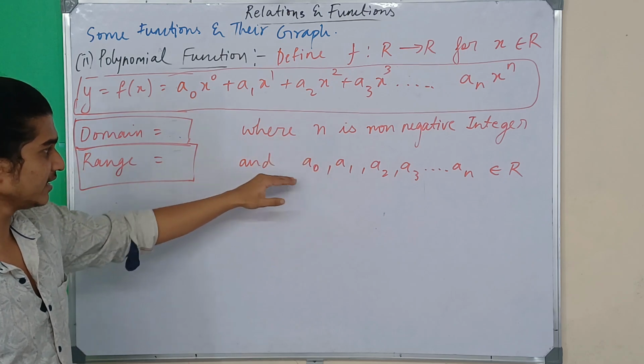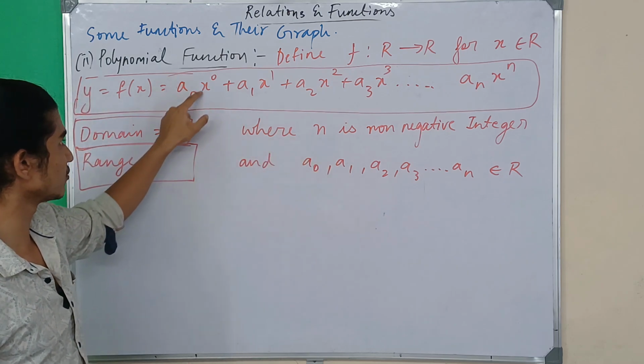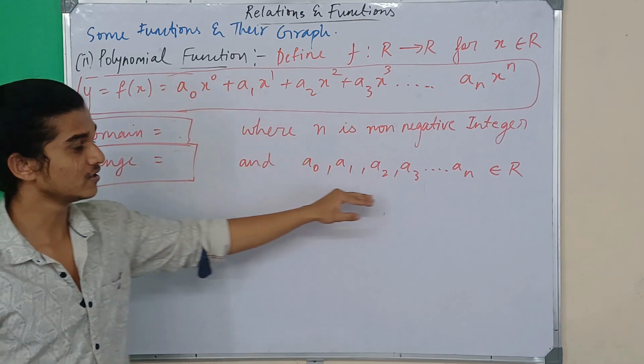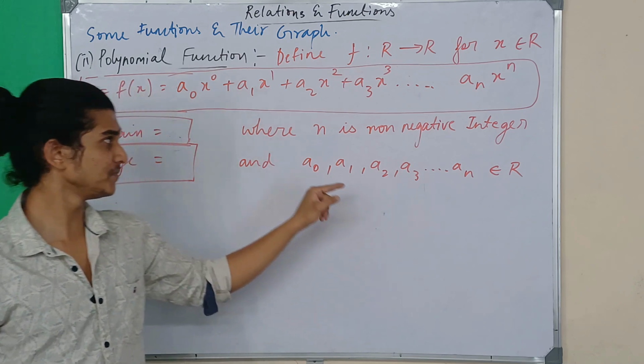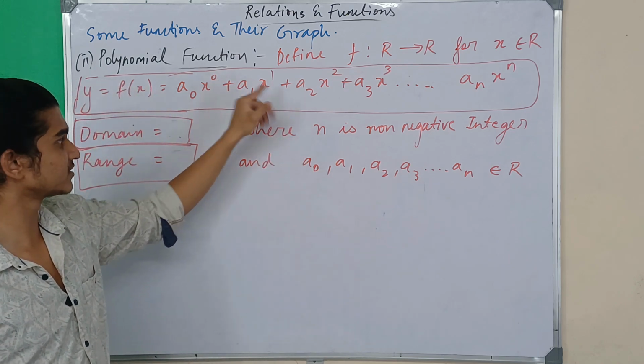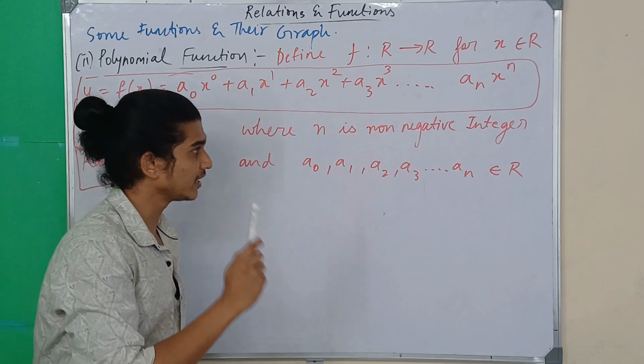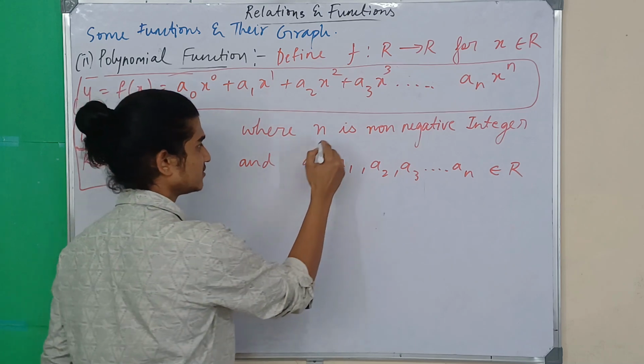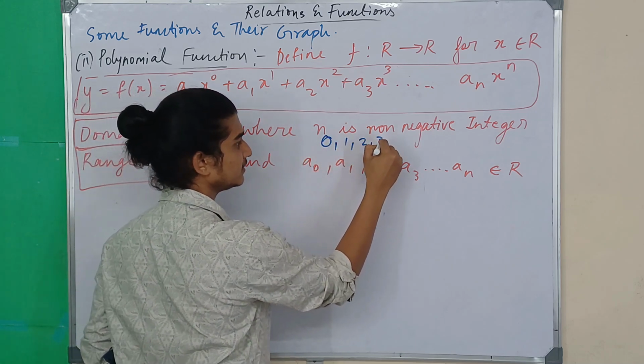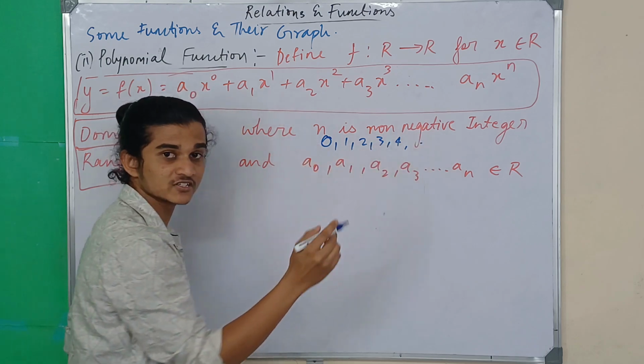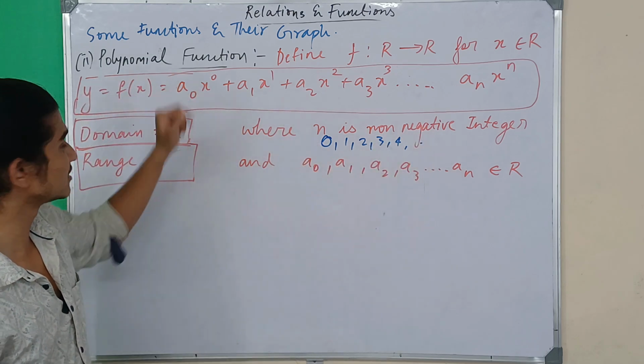And next your a1, a2. These are the coefficients of x. The coefficients are basically all real numbers. So keep this in mind. Your powers of x can only be non-negative integers, for example 0, 1, 2, 3. They can only be these kinds of numbers. If there is some fraction, then it's not valid as a polynomial function.